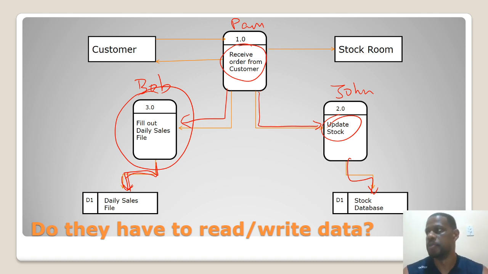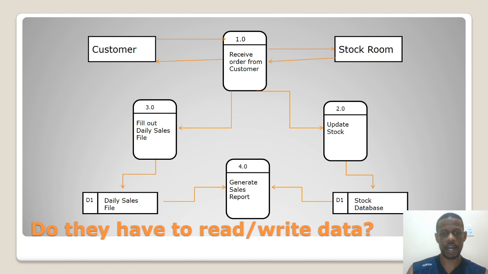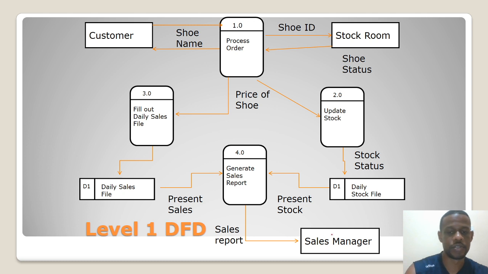These would be like people, and they would all be getting information. But of course, in our computerized system, these things won't be done by people, they'll be done by functions. So the customer sends the information to Pam, Pam gets the information, sends it to Bob, sends it to John, John updates the stock database, Bob updates the daily sales file. After that, a man named Bill will get the information from the sales file and from the stock database and create a sales report. And then Bill will take his sales report and send it to the sales manager. And everybody will be happy after that.